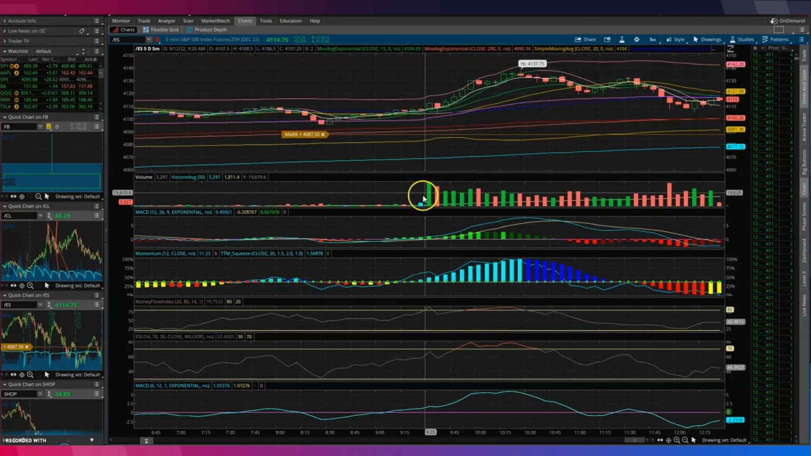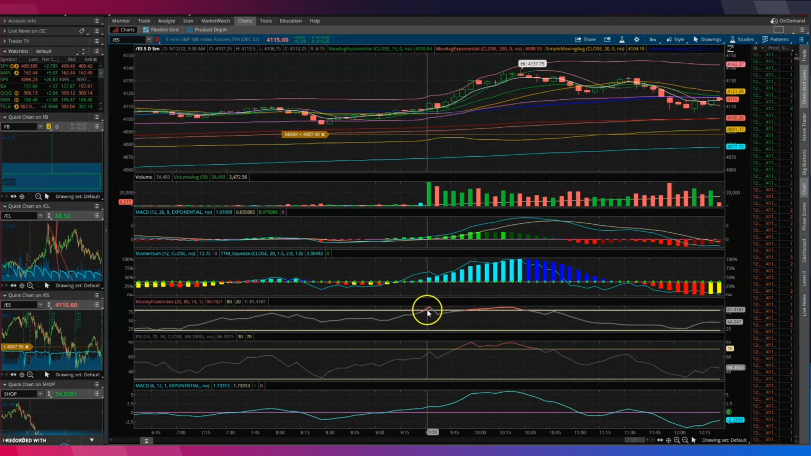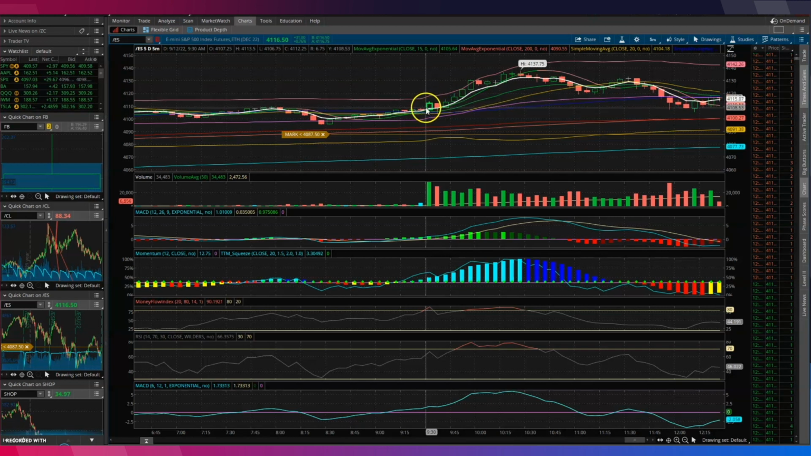So, for instance, and you can combine it with other things. So you have the 15 EMA crossing the 50 SMA. That's one indication. You have your money flow here becoming overbought. That's another indication. So those two, as well as it hovering right around 4110, would be enough. That's 3 indications. That's enough for me to just be like, okay, it's time to enter a position.